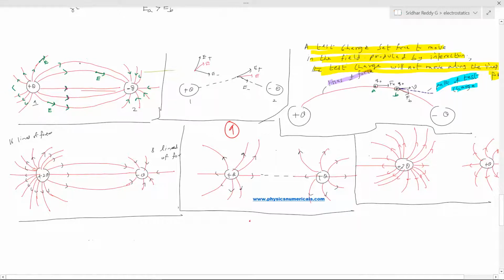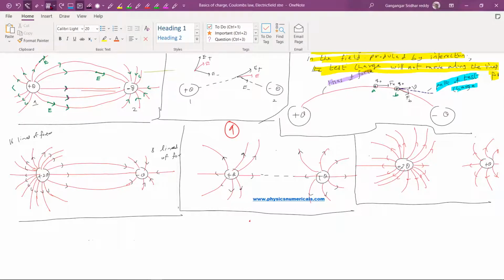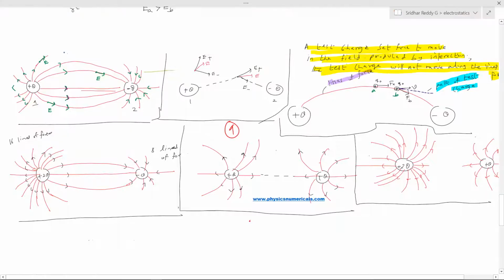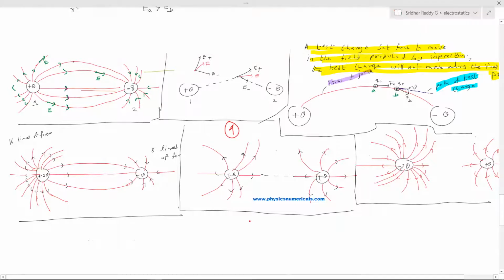So what are these? These are lines of force. What should I call them? Lines of force everywhere. This word is missing. Already it is written, no?